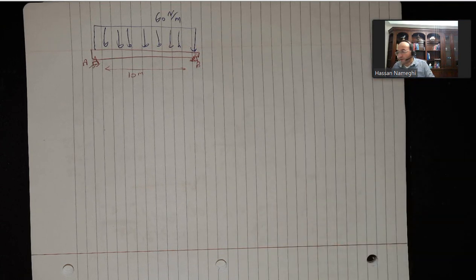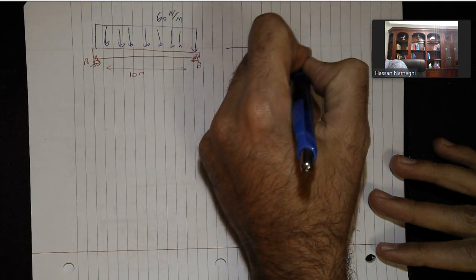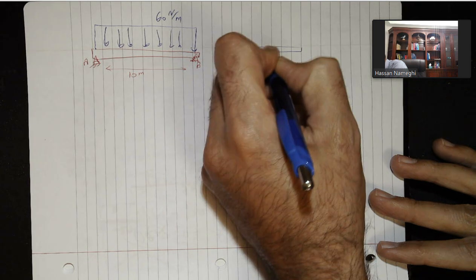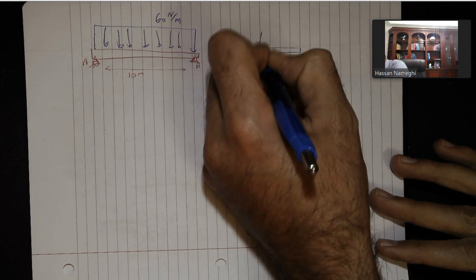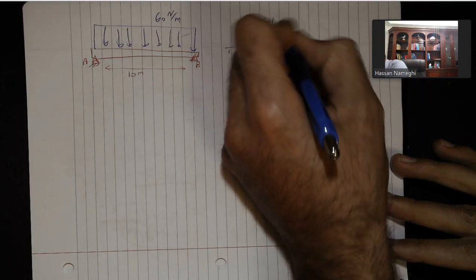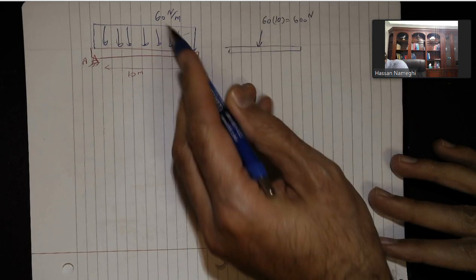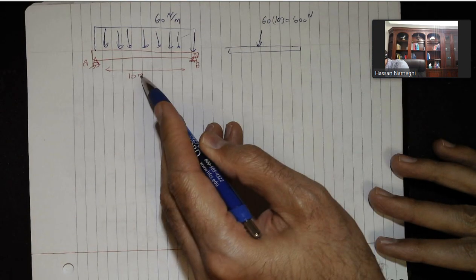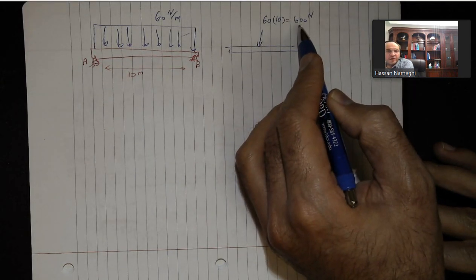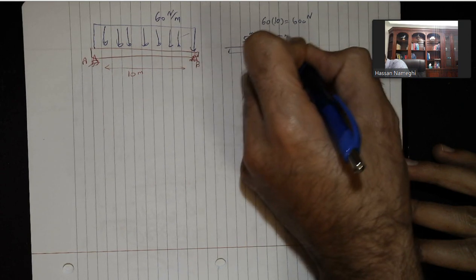As we discussed in statics, you can convert this to a point force to find the ground reactions. Let's do that first. I'm going to replace this loading with one point force, and I'm going to put it in the middle right here. The amount of that will be the area underneath this, which is 60 times 10, and the answer is 600 Newton. Just keep your eye on the unit. 60 Newton per meter times 10 meter is going to be 600 Newton. So I put it in the middle, 5 meter from here and 5 meter from here.